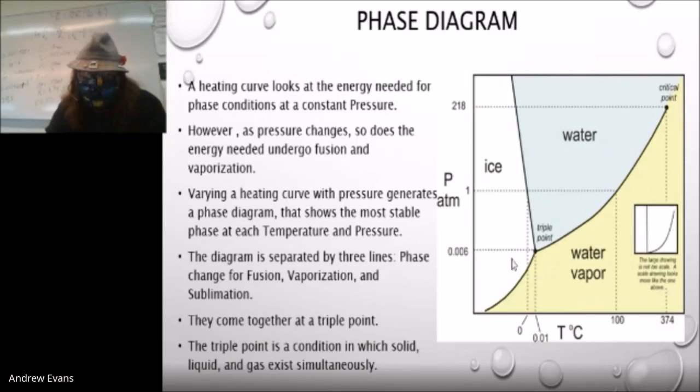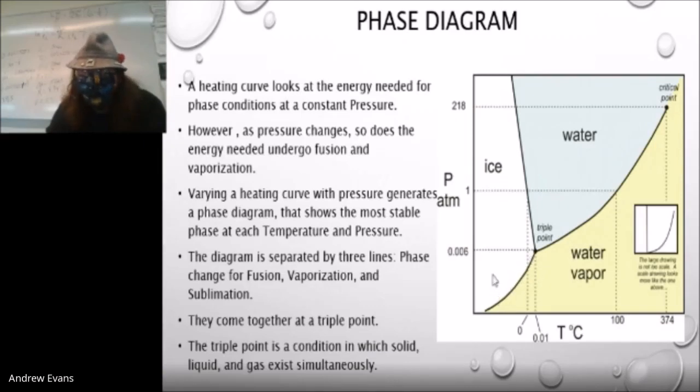So this shows us what phase is most stable for a given liquid at any given pressure and temperature combination. Now there's obviously the boiling, the fusion process line that separates the solid from liquid. There is a vaporization line that separates liquid from vapor. And there is a sublimation line that separates solid from gas.